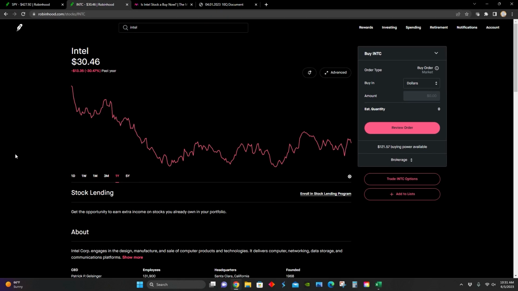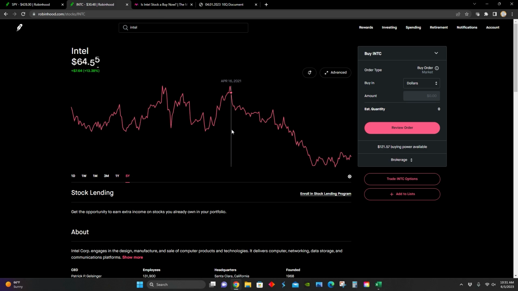So really not very good past news for Intel, but we'll see if this is the bottom and if this is a good place to buy Intel in hindsight, because if their stock price is able to increase from here, then it could lead to some pretty massive gains if they're able to recover to their previous all-time highs here.